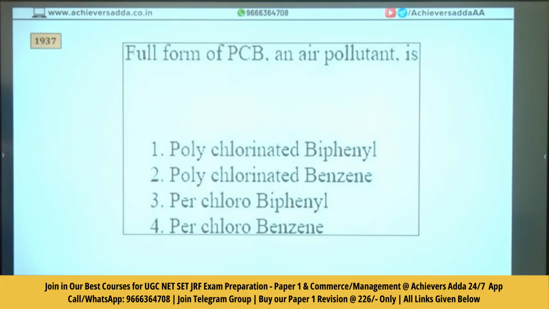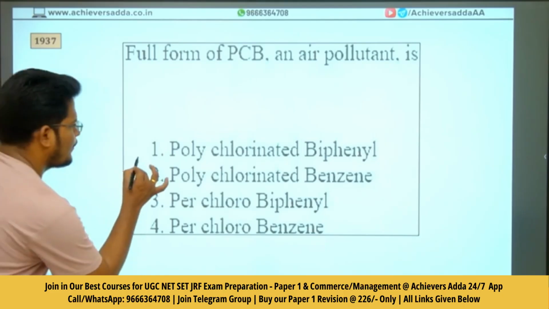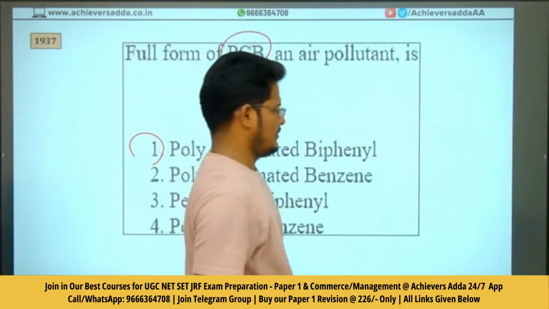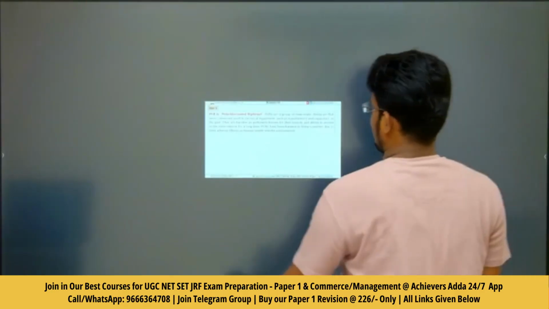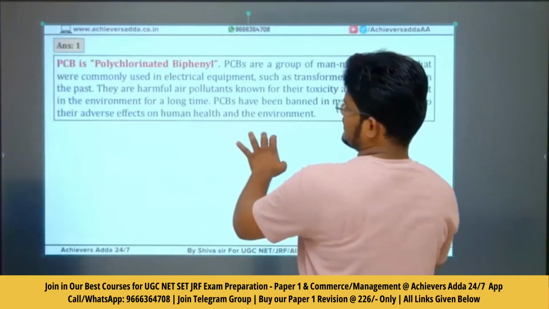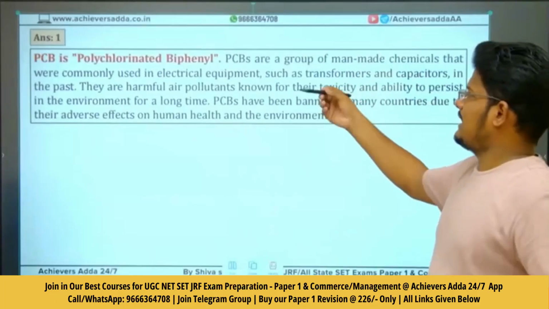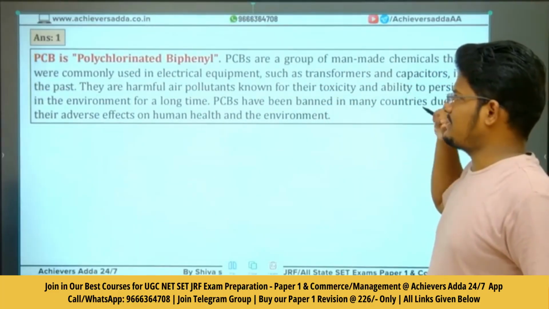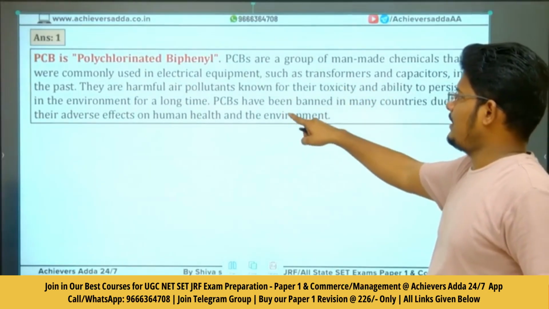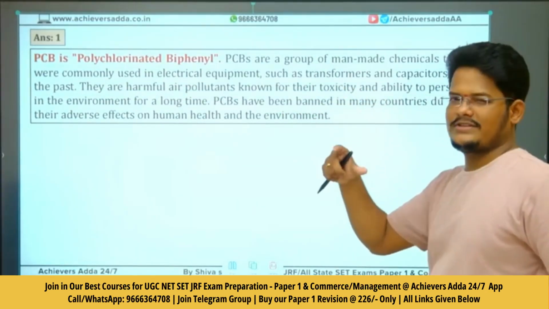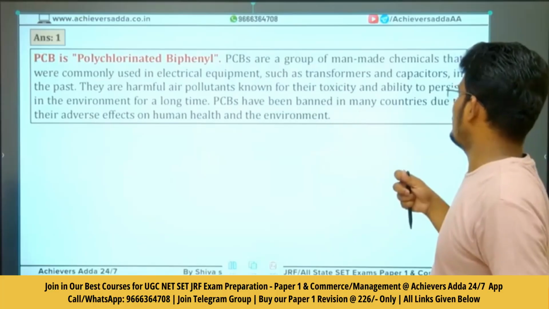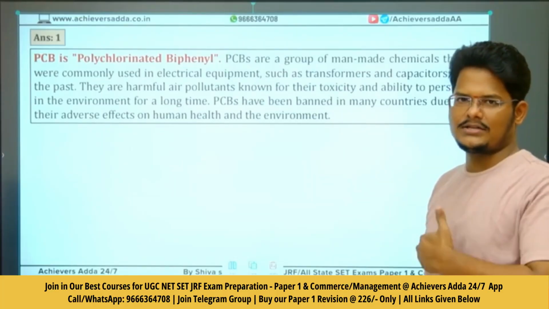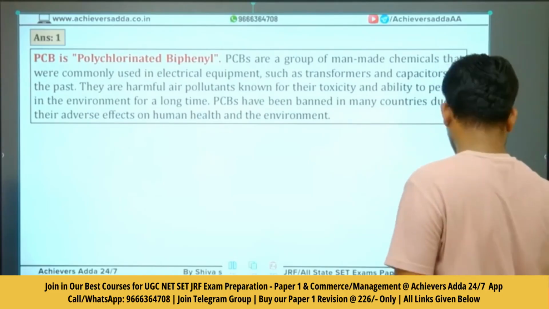Answer is 1. Polychlorinated biphenyl, PCB. It's a man-made chemical that is found when we use electric equipment such as transformers and capacitors. It is a harmful air pollutant known for its toxicity, meaning it is very dangerous in nature, and it impacts human health, majorly the lungs.